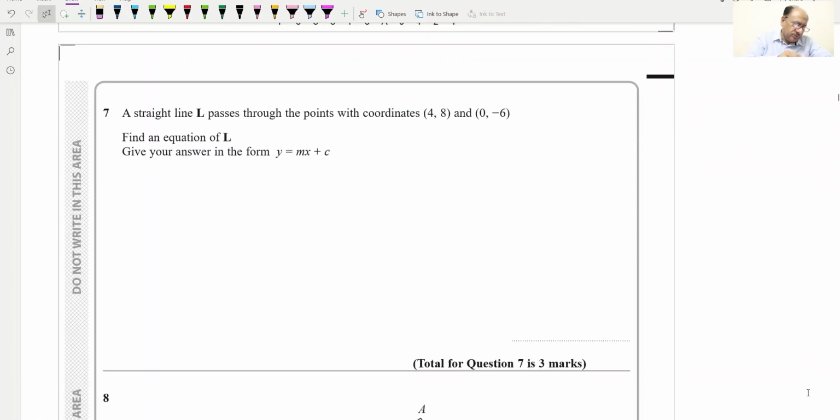Now question number 7 says a straight line L passes through the points. These are 2 points through which the line is passing, and find an equation of L. Give your answer in y is equal to mx plus c format. So in this format we have to provide the equation of the line in slope intercept form, basically.